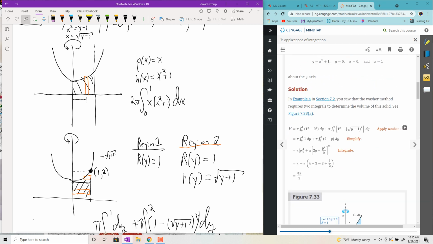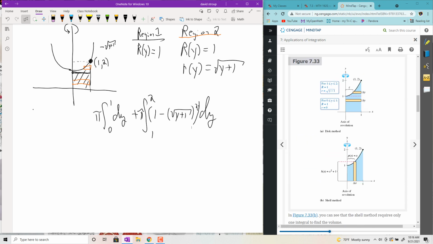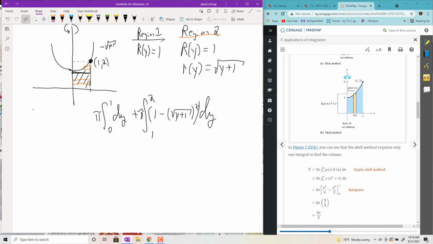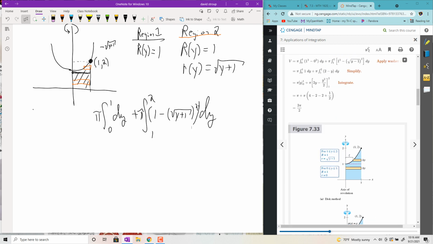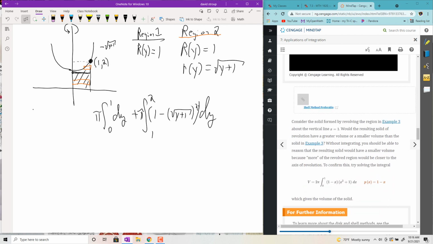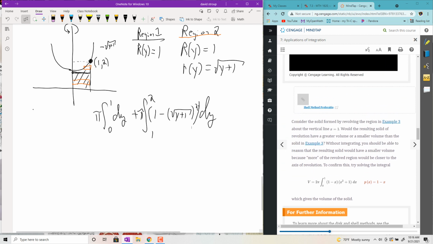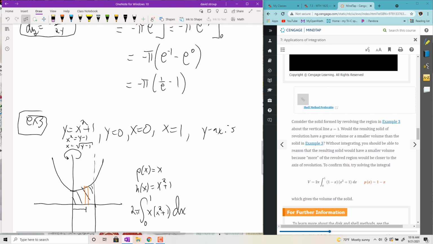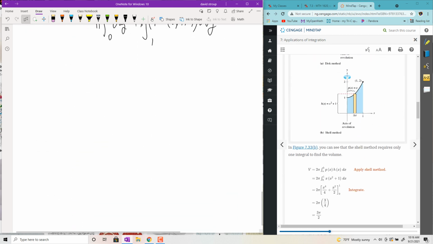Okay, so what they're showing here is the disc and then washer. And here they show you the calculations for the shell method. And I think it's kind of clear that the shell method is a little shorter. Okay. Here they are talking about rotating example 3 about a different line. So we can take a look at that real quick and see how that works.